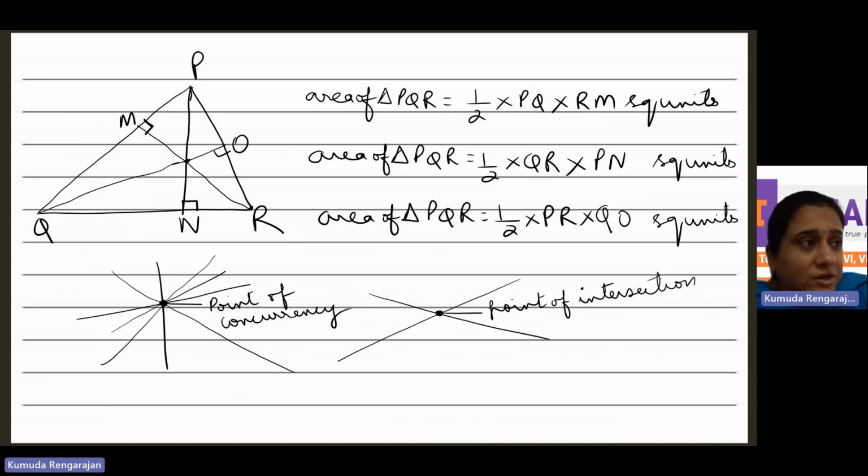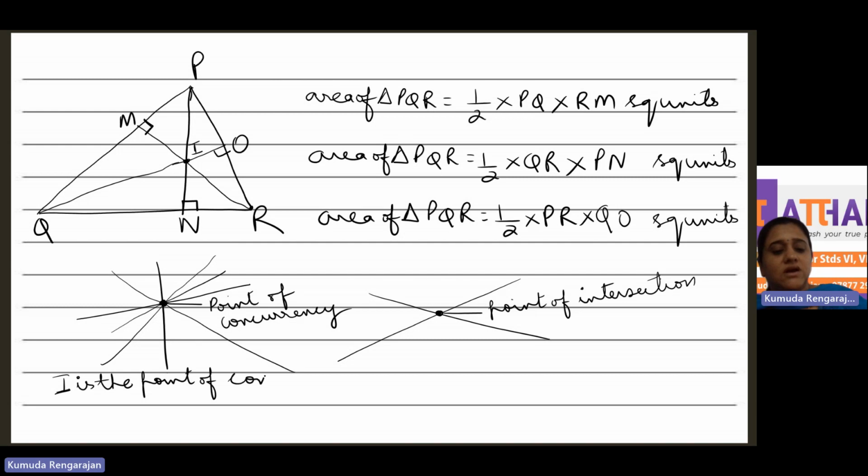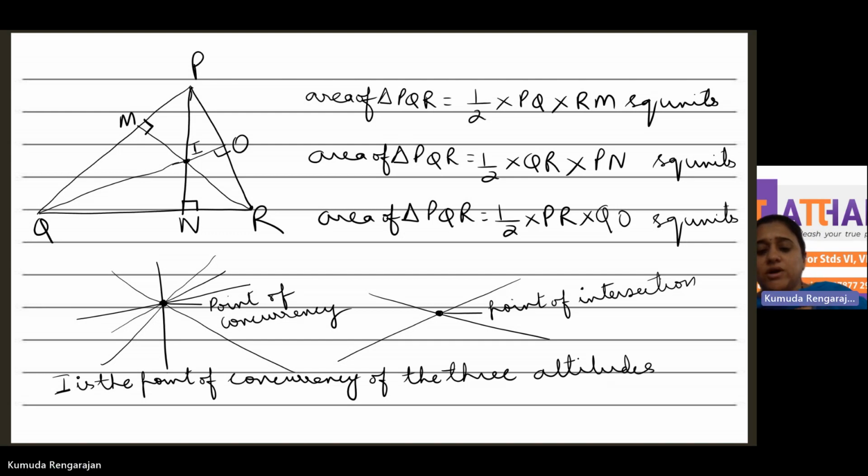Now here, the 3 altitudes go through the same point, right? So that is called the point of concurrency because of the 3 altitudes. Okay, so let me call it I. So you should say I is the point of concurrency of the 3 altitudes.